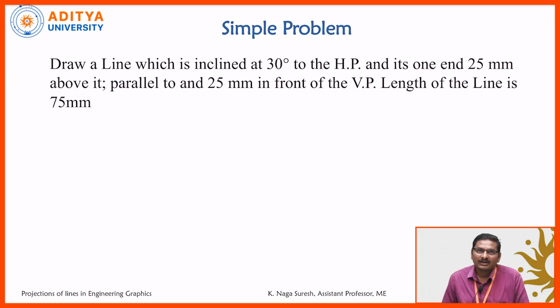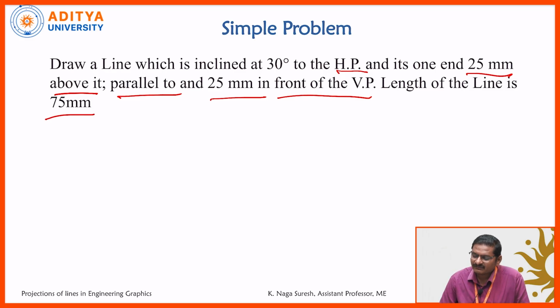Draw the line which is inclined at 30 degrees to the HP, with one end 25 mm above the HP and parallel to the VP, 25 mm in front of the VP, and the length of the line is 75 mm. This is the problem. Here we observe one thing: it is at 30 degrees to the HP and parallel to the VP.